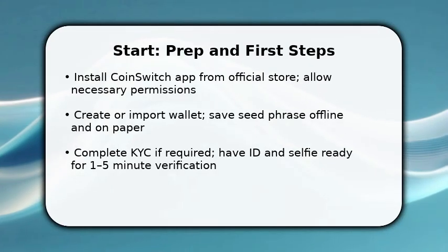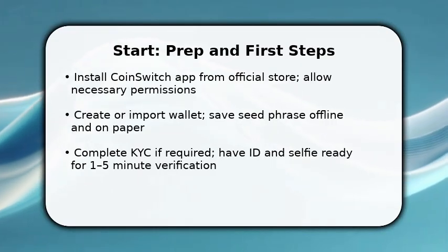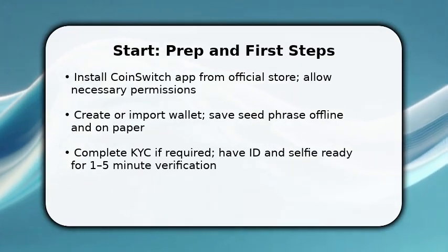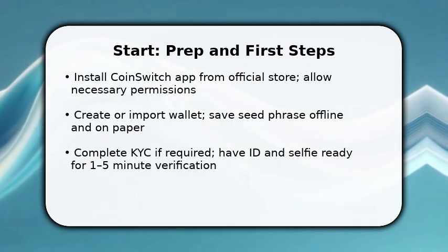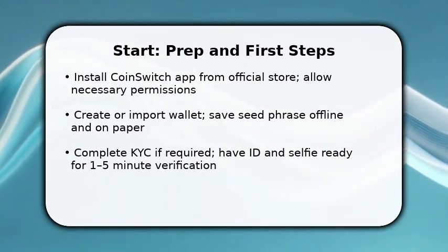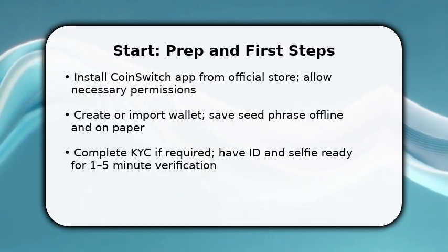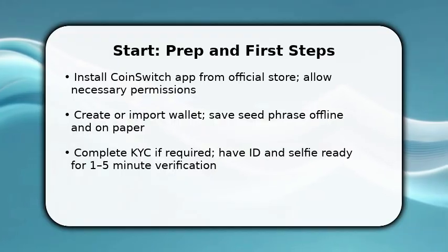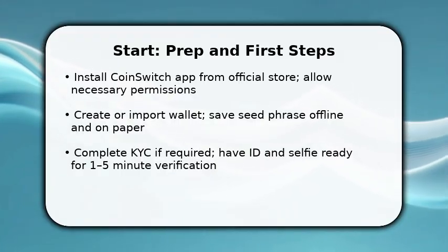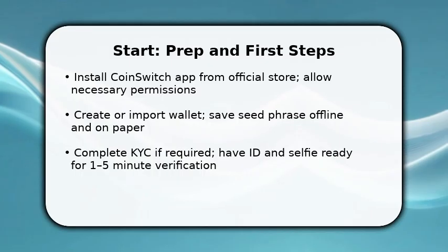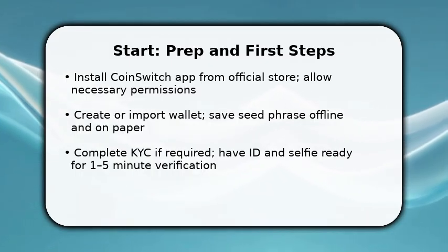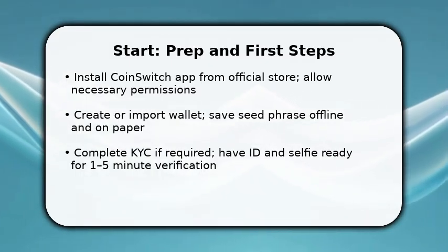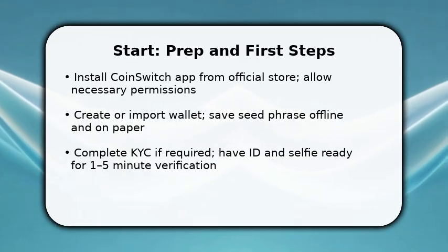You begin by installing Coinswitch and creating or importing a wallet. This gets you to a usable account fast. Once done, write down your seed phrase and store it offline. This protects your funds. Next, complete KYC only if you plan to use the on/off-ramp. Make sure your ID and a clear selfie are ready to speed verification. Finally, fund your wallet with a small test amount to confirm everything works before larger trades or swaps.